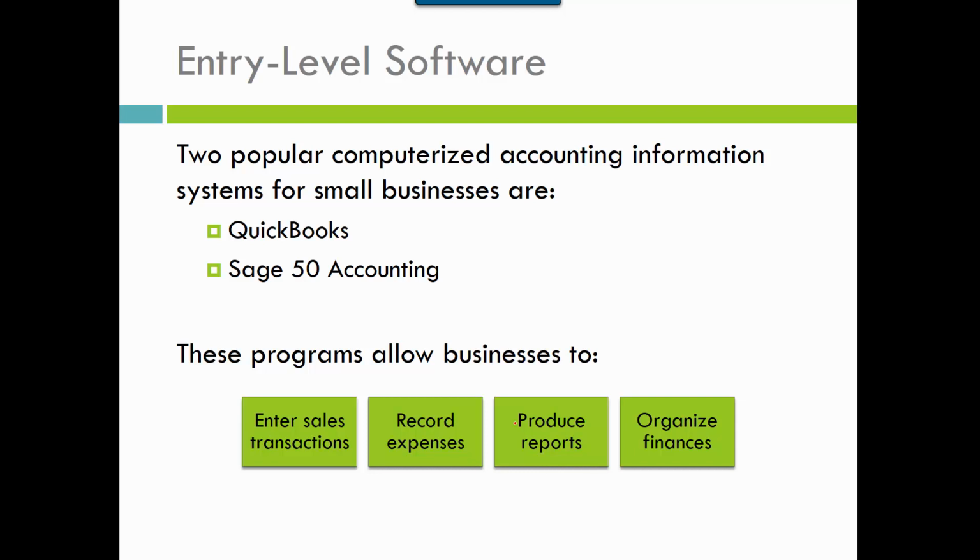Entry-level software is what especially small businesses will use. QuickBooks, Sage 50, which actually used to be Peachtree, if you've heard of that one. These are what most small businesses use, and they will enter sales, record expenses, produce reports, and help organize the finances. And that really is most of what we talked about, the cost versus benefit, and for most firms, this is really all it needs to do. So it takes care of all those things that we said an accounting information system needs to take care of.